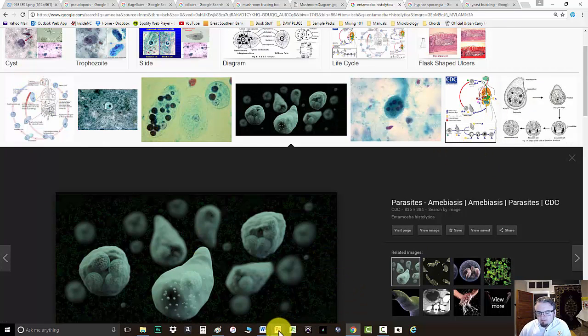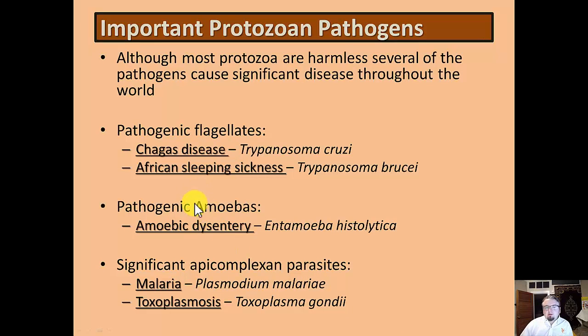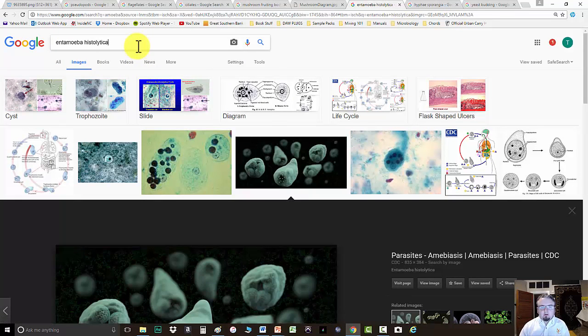Entamoeba is one that is strictly a human pathogen, and it tends to come from fecal contamination. So some people are infected and they shed it through the feces, which gets into the environment and can be picked up from contaminated water or contaminated crops. While it's not common here in North America, it is somewhat common in Central America and other parts of the world. Let's see if we can find Entamoeba histolytica.